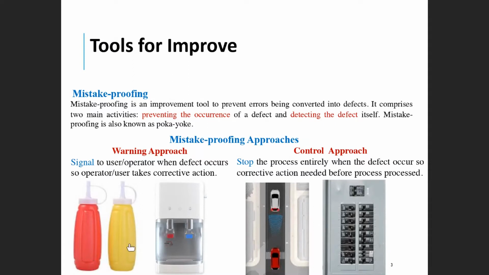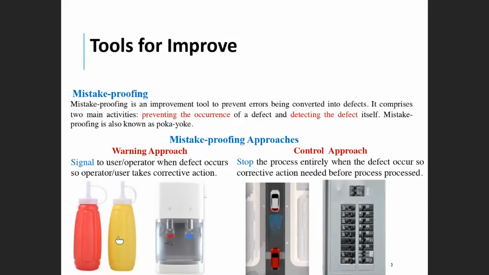A very simple example we can also see in restaurants, having the ketchup in the red bottles, like in the picture, and the mustard in the yellow bottle, to reduce the error of having one instead of the other, or mixing between them. By just looking at the color, the brain will easily distinguish between them.